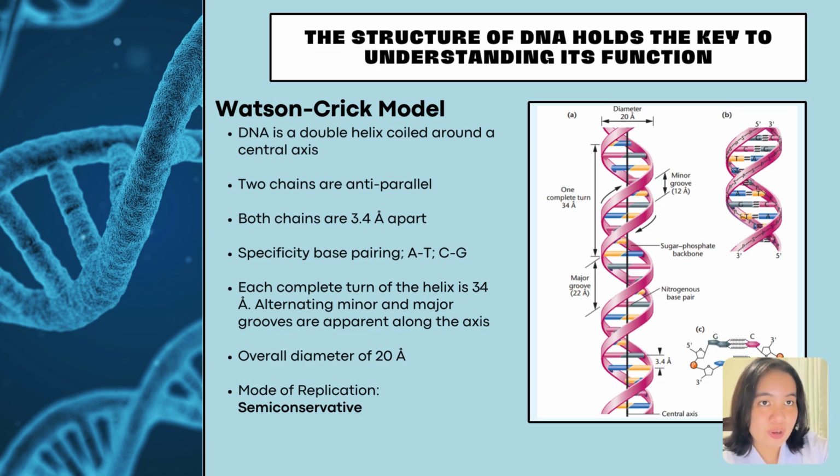The Watson and Crick model was formulated by James Watson and Francis Crick in 1953. The DNA is a double helix coiled around a central axis, and the chains are anti-parallel with each other. Both chains are 3.4 angstrom apart, and the specificity of base pairing is adenine to thymine and cytosine to guanine, and each complete turn of the helix is 34 angstrom. Alternating minor and major grooves are apparent along the axis. The overall diameter is 20 angstrom, and the mode of replication is semi-conservative.